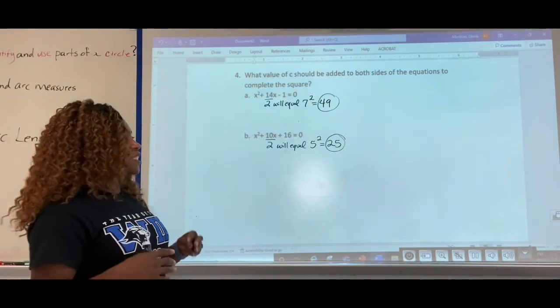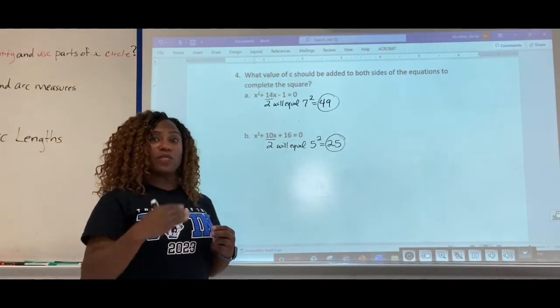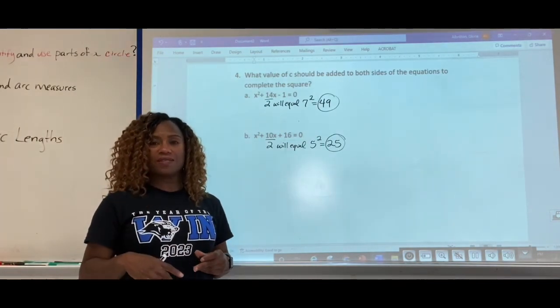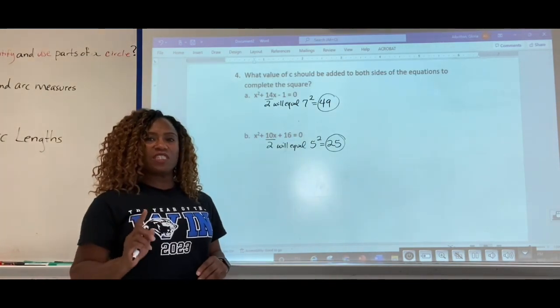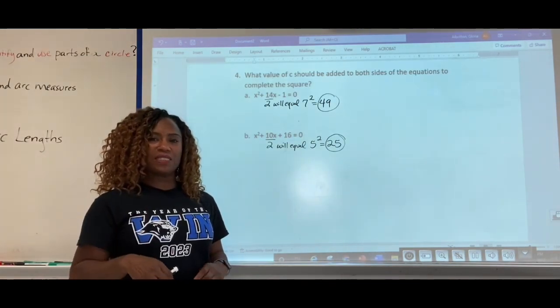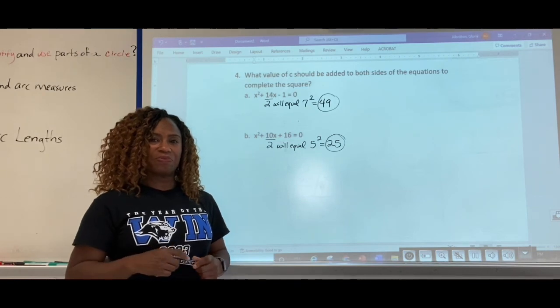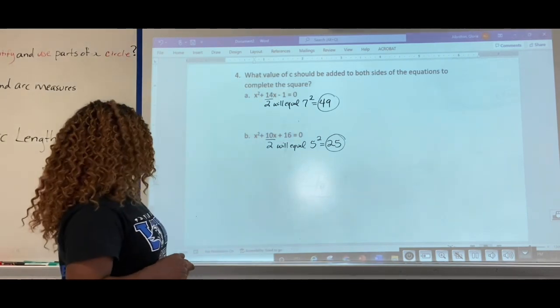All right, and at this time, I'm not going to go through the entire completing the square process. We'll just stick to that step that you're gonna need in order to work on your quiz, your assessment next week. All right? All right, that is it.